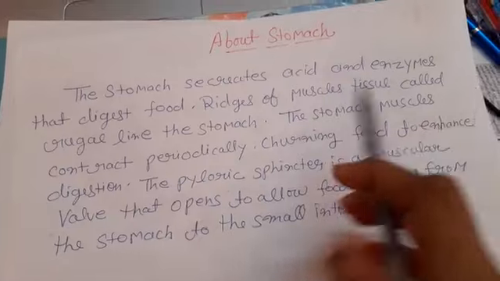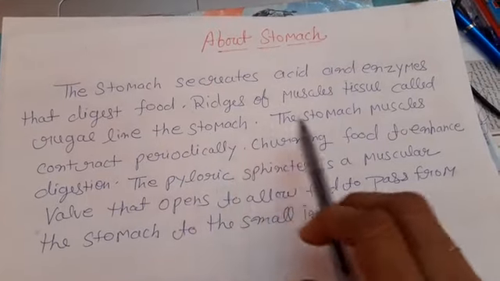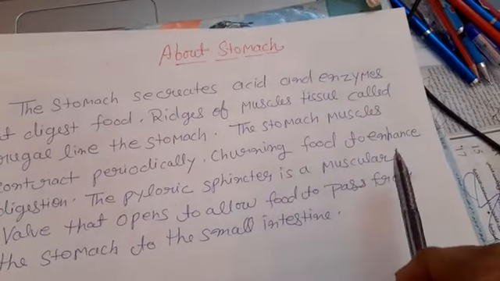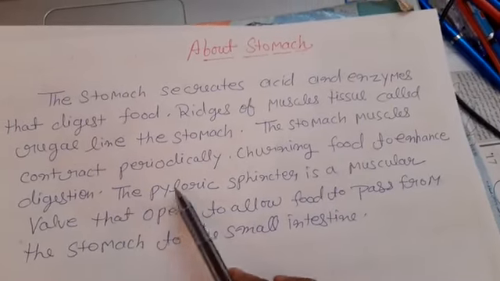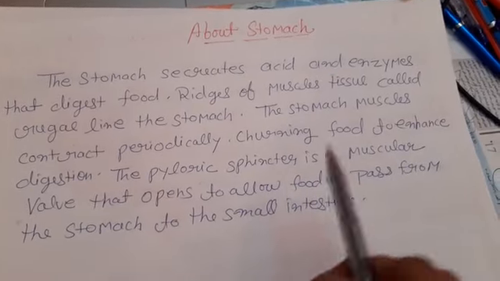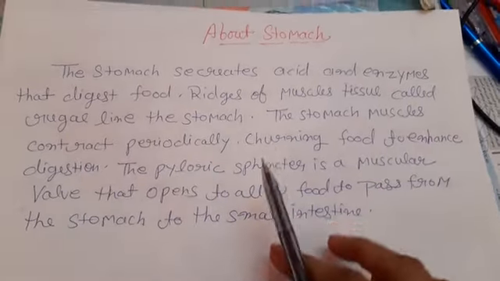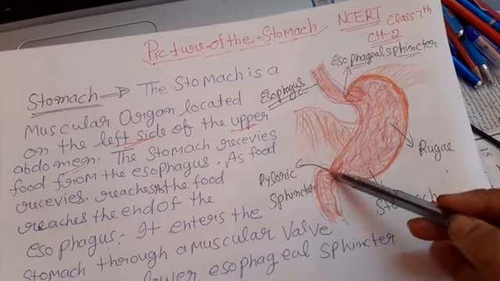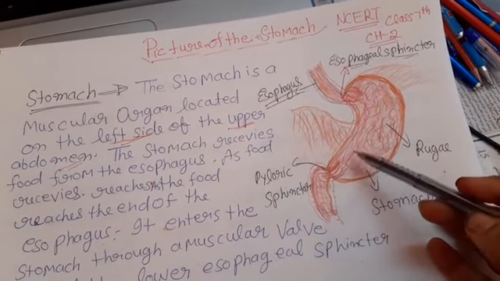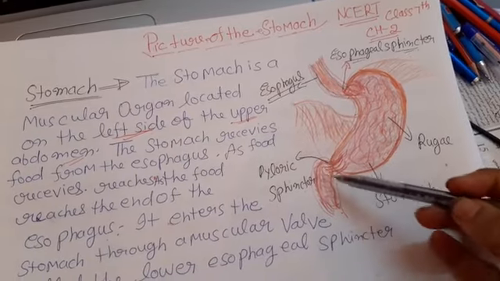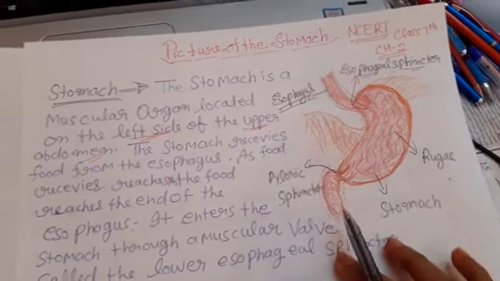Next, the stomach secretes acid and enzymes that digest food. The stomach is lined with muscle tissue. The stomach muscles contract periodically, churning the food to enhance digestion. The pyloric sphincter is a muscular valve that opens to allow food to pass from the stomach to the small intestine. This point allows food to pass from the stomach to the small intestine.